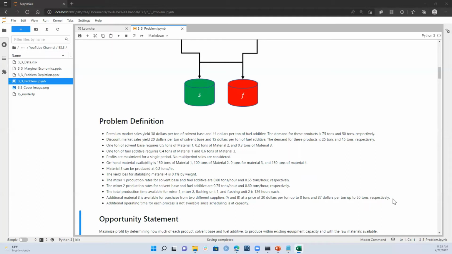Again, here's another piece of information where we're introducing some marginal economic considerations. We have a single material being supplied from two different vendors at varying prices and varying availability. Additional operating time for each process is not available since scheduling is at capacity.